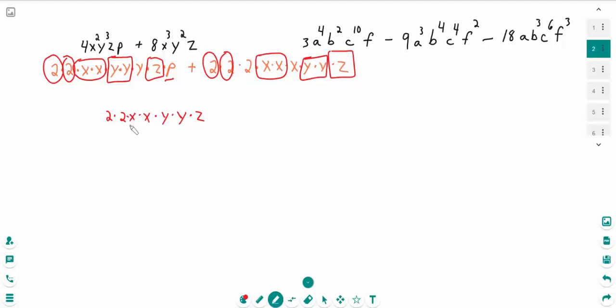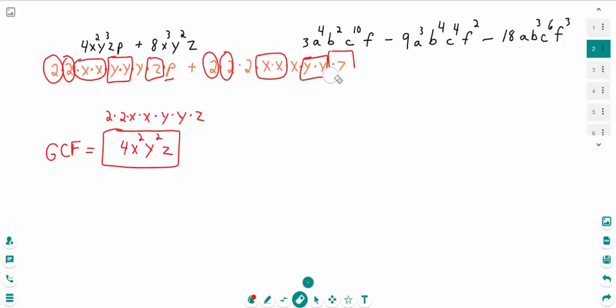So our greatest common factor then is 2 times 2, which is 4, x times x, which is x squared, y times y, which is y squared, and z by itself. This would be our greatest common factor. Okay? So hopefully that didn't pose a problem to you. It's pretty straightforward. And a lot of this, we're going to begin to do mostly in our heads as we go here.